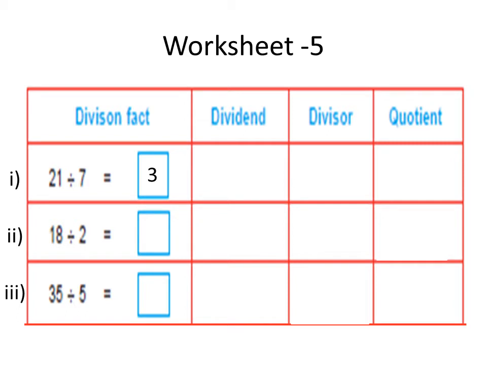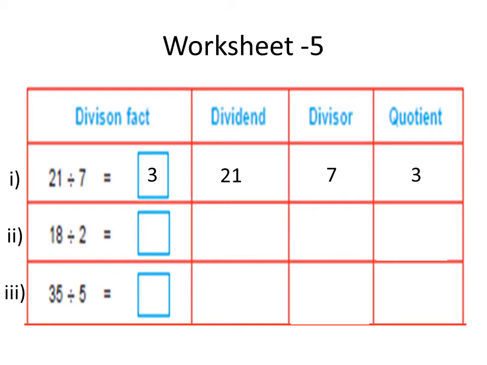The number to be divided is called dividend. So here 21 is dividend. And what is divisor? The number which divides the dividend is called divisor. So 7 is divisor here. Now what is quotient? The result is called quotient. And what is the result? Here result is 3. So write 3 here.